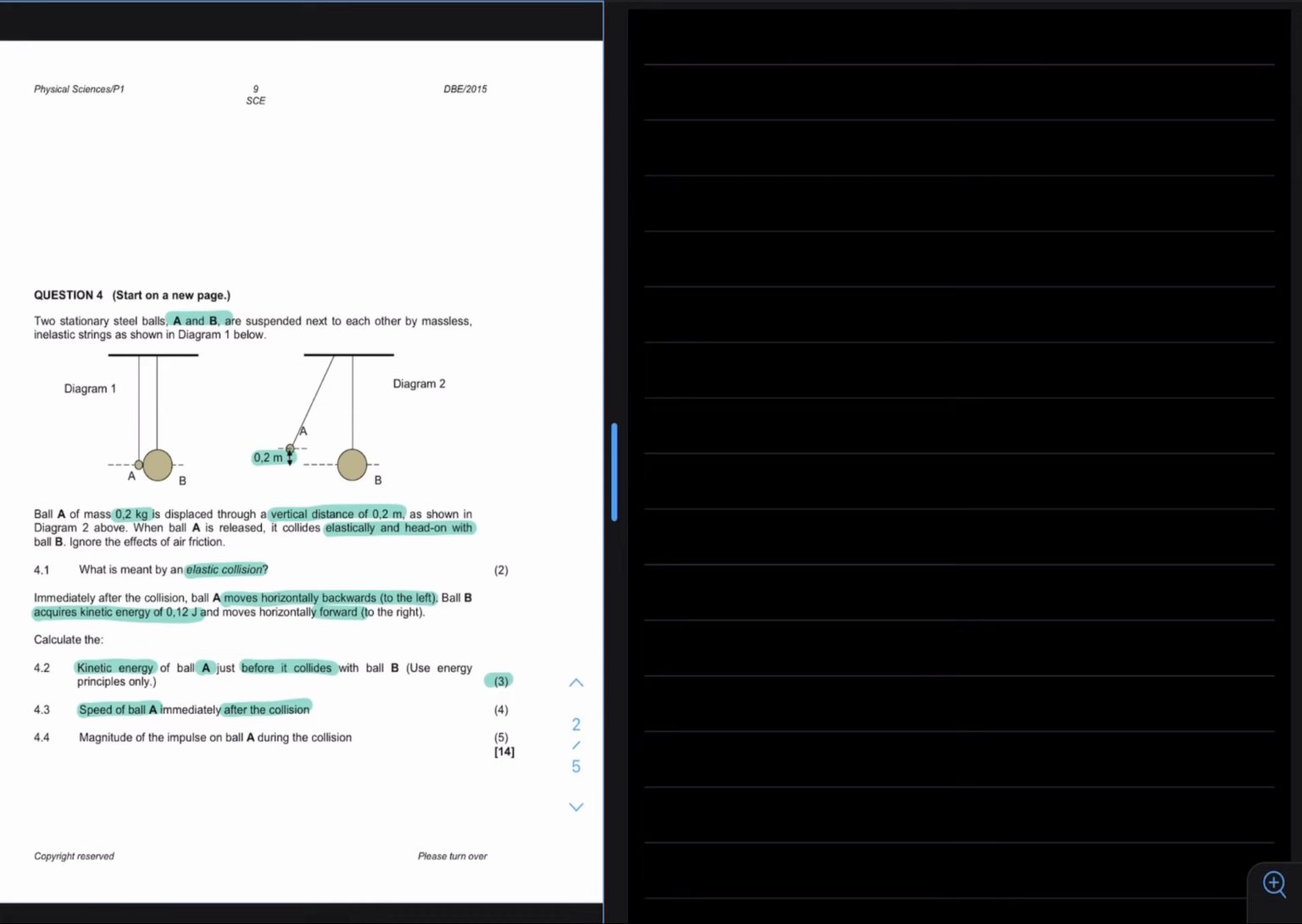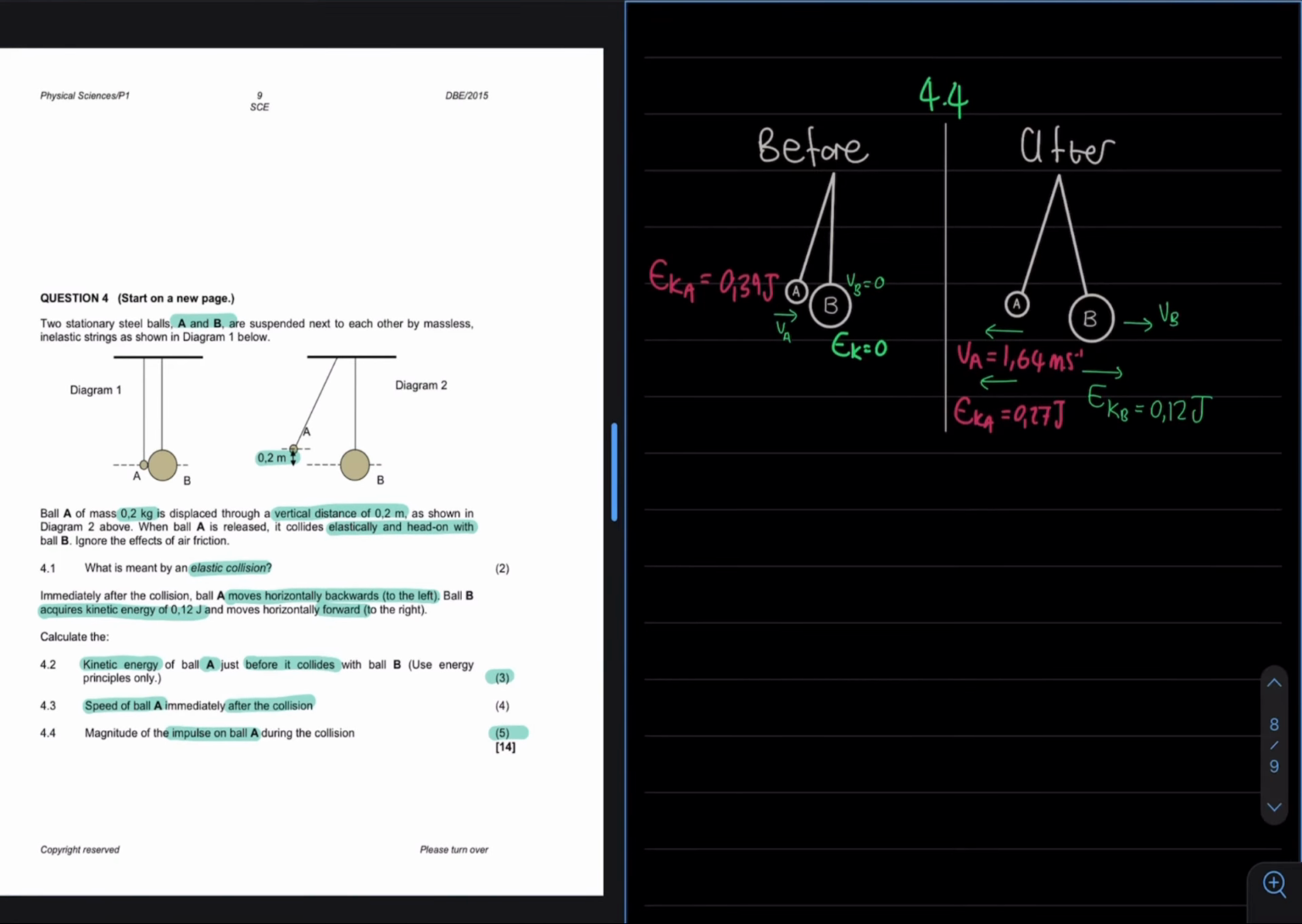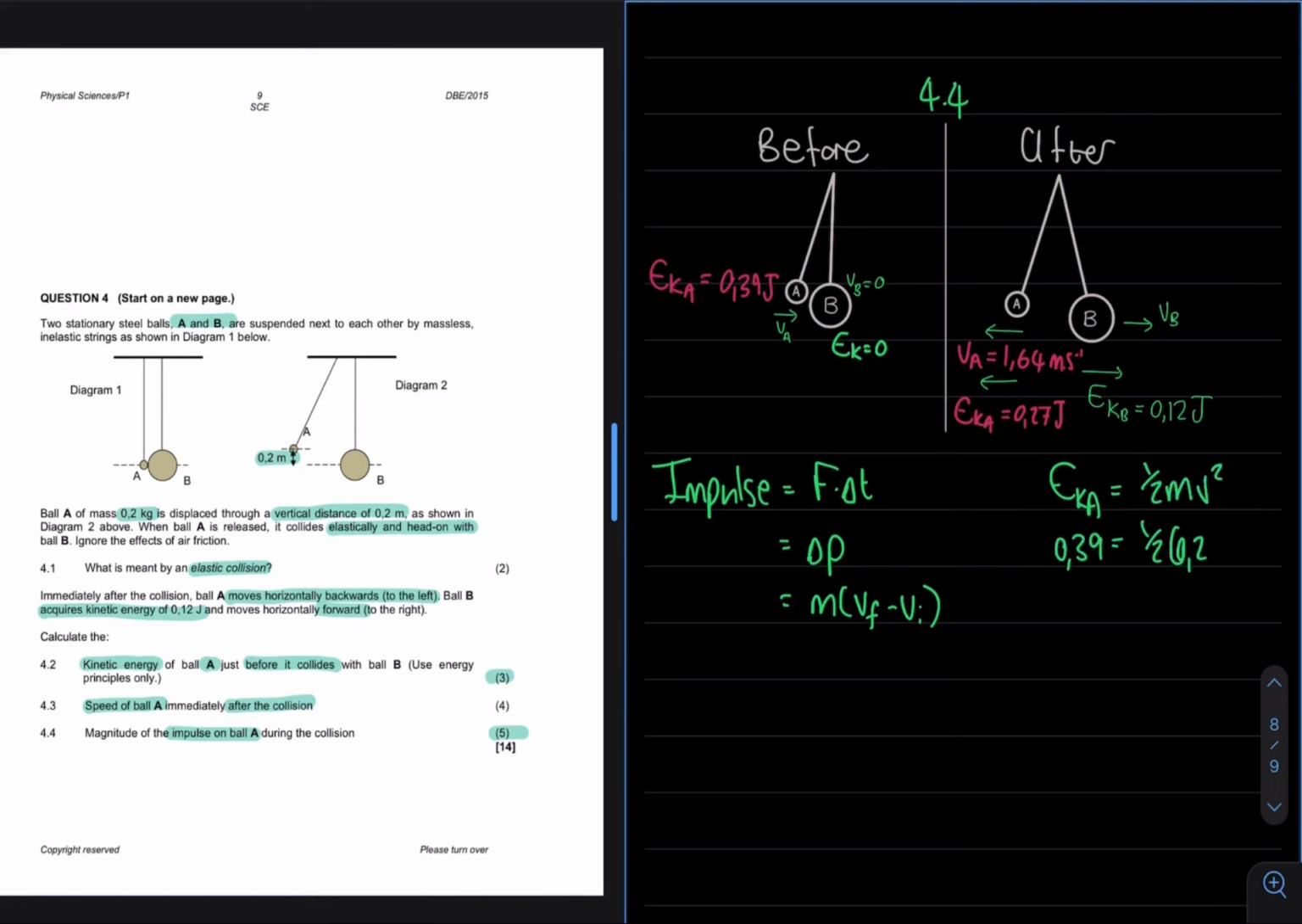4.4 asks us to calculate the magnitude of the impulse of ball A during the collision for a total of 5 marks. Now remember, impulse we can calculate by using one of the following formulas. Looking at this formula, we can see that we have the mass of A, the final velocity of A, which we just calculated after the collision, but the initial velocity, we only have the kinetic energy of A. So in order to calculate the initial velocity of A, we would have to apply our kinetic energy formula first, which gives me a velocity of 1.97.